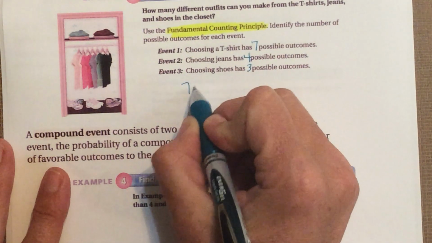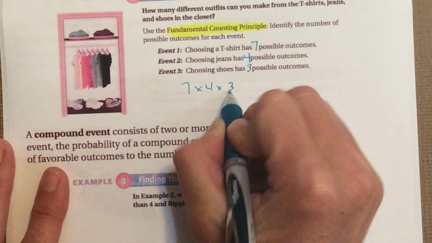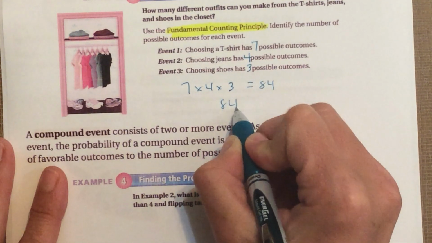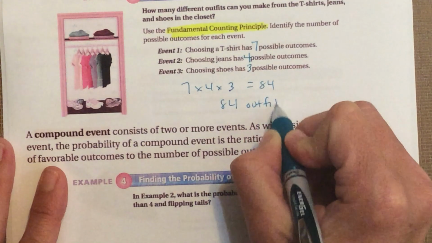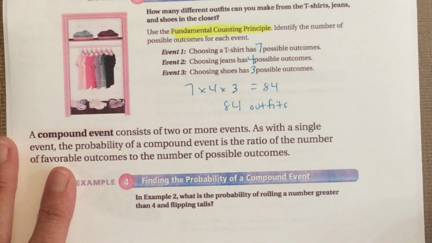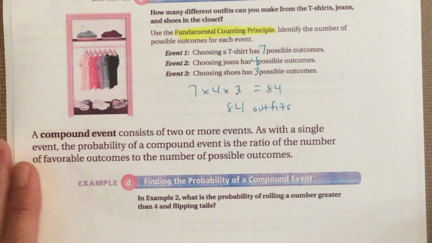So I have 7 times 4 times 3, which is 84. So there are 84 outfit combinations that you could make. Okay, so that's the fundamental counting principle.